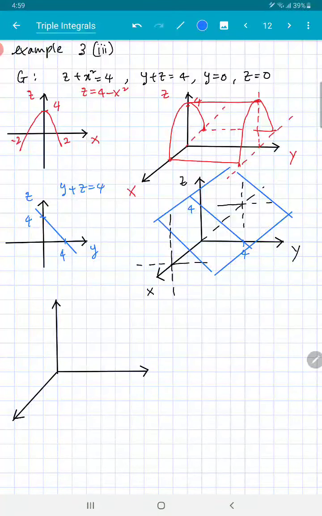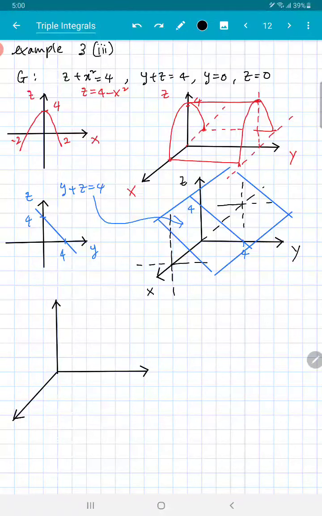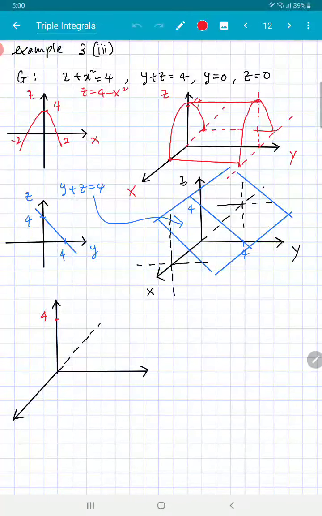Okay, so this plane is governed by this equation. And then we have x0 and y0. So x0 is the horizontal plane, and y0 is the vertical plane. Okay, so when you put them together, what you have is something like this. So when you put everything together, we have the parabolic cylinder, which intersect on the z-axis at 4, and on the x-axis at 2 and -2. So we have this.